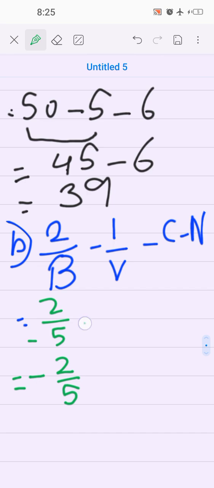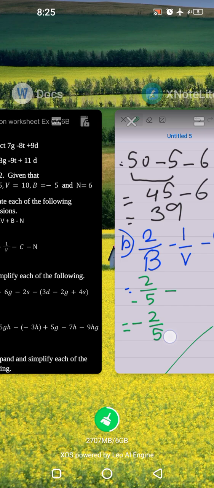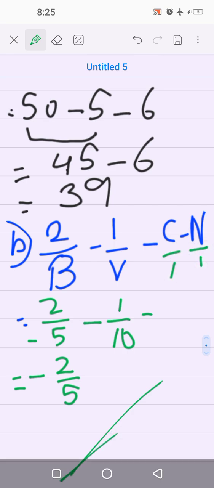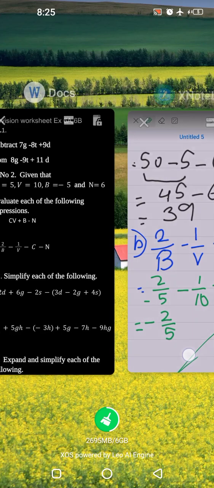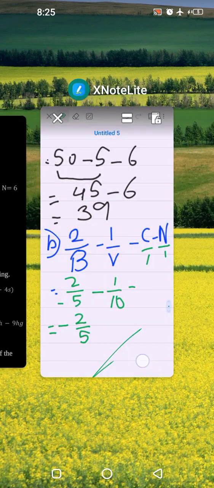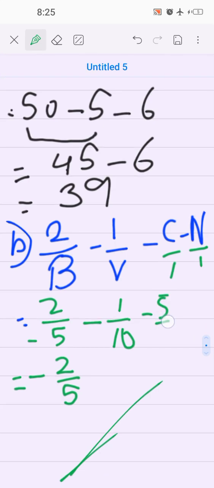Do not forget that. Minus 1 over v, what was v? V was 10, so minus 1 by 10, minus c. There's nothing underneath it. Do not forget there is a 1 underneath it, okay? Put it in yourself. C is 5 and n is 6. So it is minus 5 by 1 and minus 6 by 1. Got it?